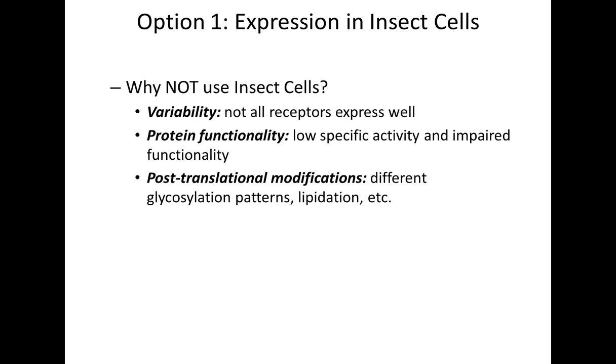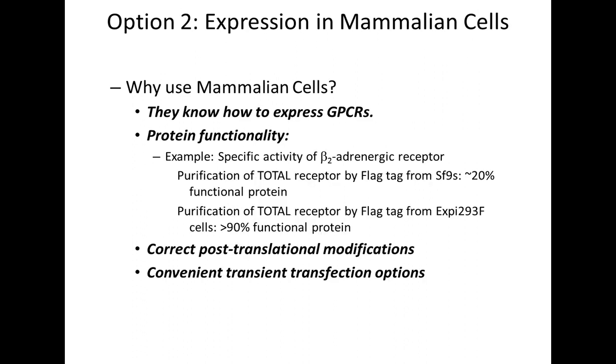Another thing that Laura will talk about more in a little bit, and that's very important nowadays, is that in mammalian cells you have what we would call native post-translational modification. Glycosylation can be very important for protein function. The lipidation of GPCRs is very important. Phosphorylation and all these other post-translational modifications can be very important to receptor function. These are lost in the insect cell culture system.